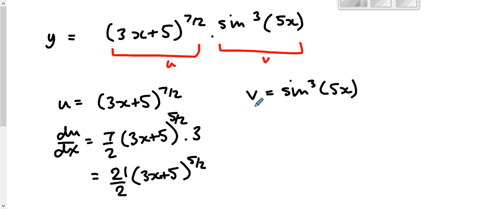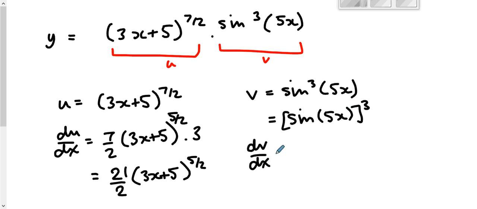So now we do the v. Now I'm going to rewrite this as (sine 5x) cubed, because that's what sine cubed 5x is. It's sine 5x all to the power of 3. So dv by dx here, again, this is a chain rule problem. We bring the power to the front, then we reduce the power by 1 to 2, and then multiply by the derivative of sine 5x.